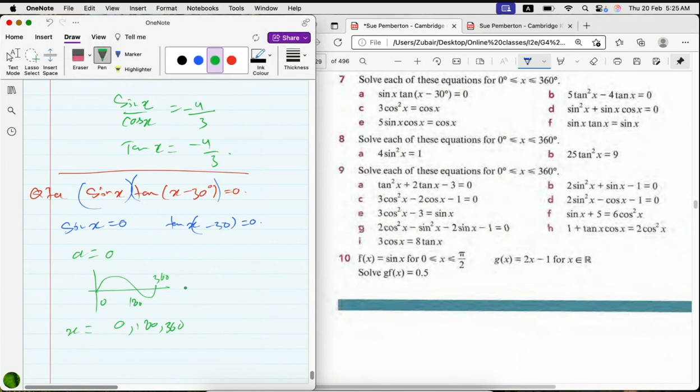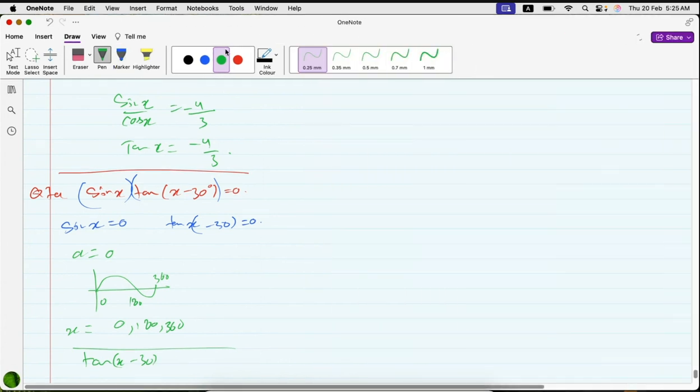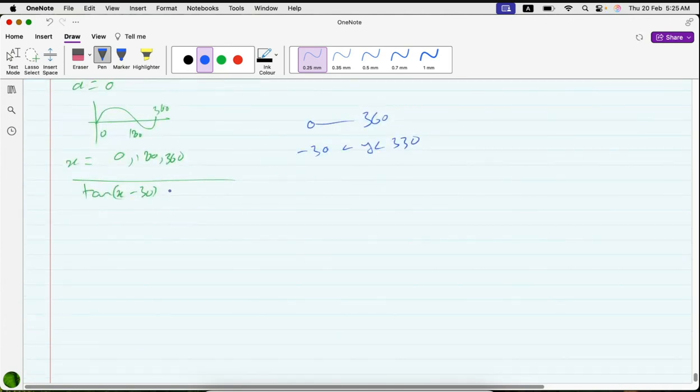And then we solve the right hand side, which is tan of x minus 30. So we were solving for 0 to 360. When you subtract 30, that's minus 30 and 330. And this is equal to 0 again. So tan inverse of 0. Basic angle for this is again like tan was 0 at these 3 places, which is 0, 180 and 360.